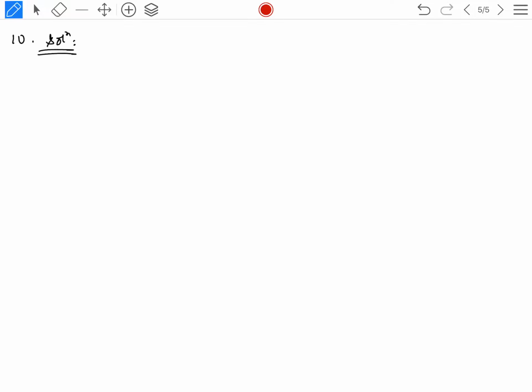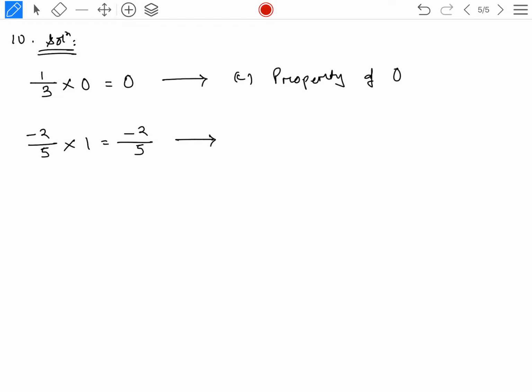Question number 10, match the following is given. Column A and column B are given. See, the first one is 1 by 3 into 0 equal to 0. So this is C, that is property of 0. Property of 0 means whenever you multiply any rational number by 0, your answer will be 0. Number 2 is minus 2 by 5 into 1 equal to minus 2 by 5. So this one is property of 1. Property of 1 means any rational number, whenever you multiply it by 1, you will get the same rational number.